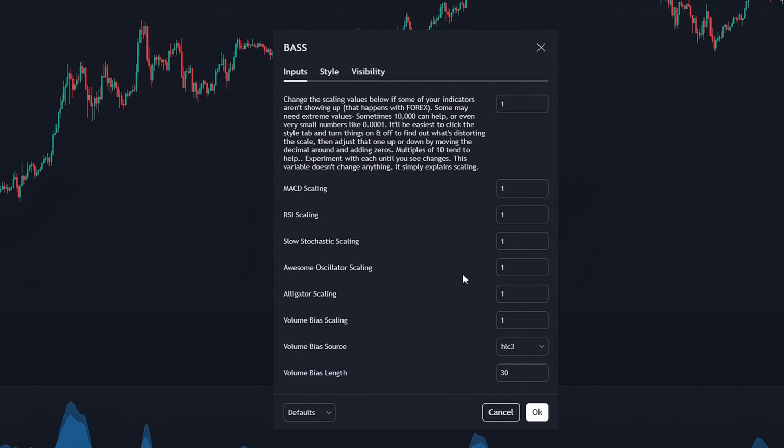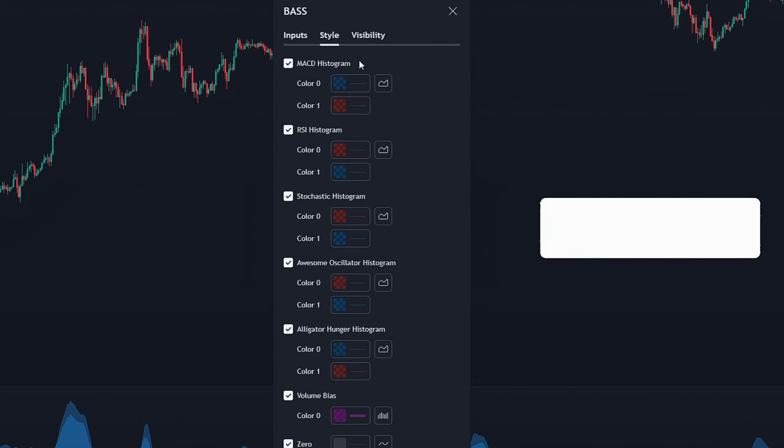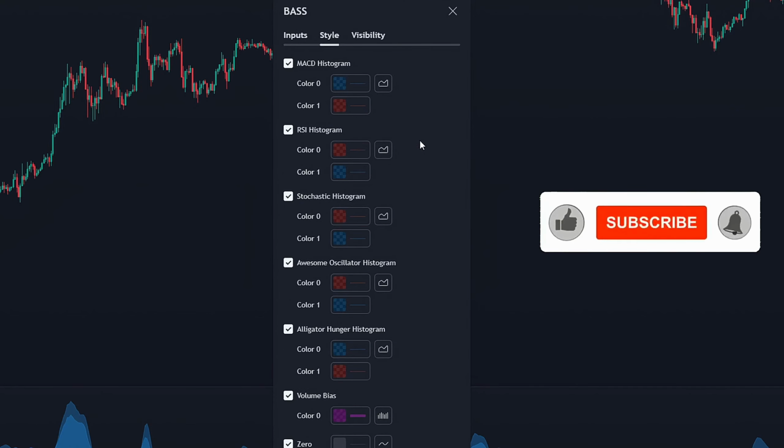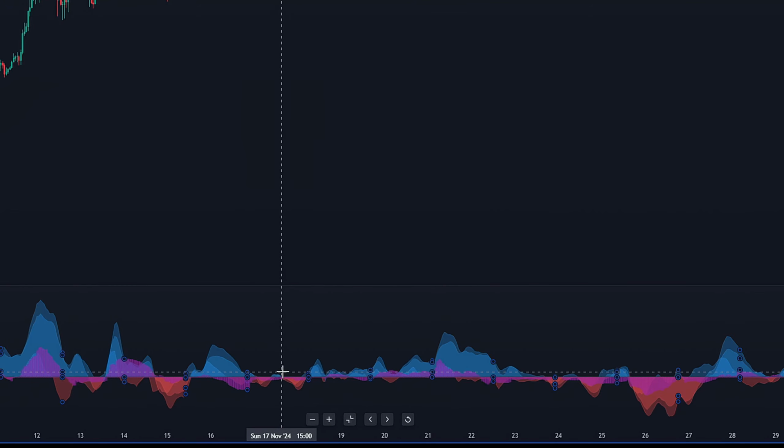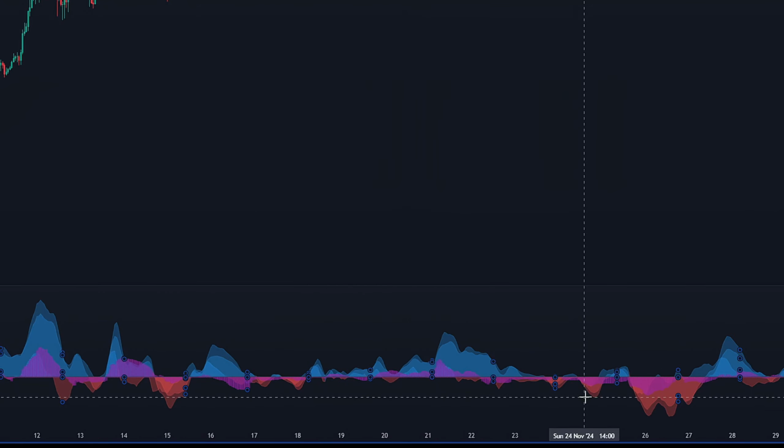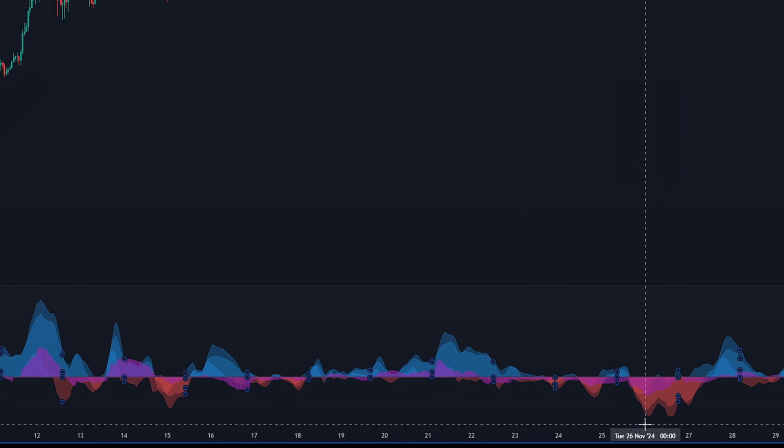By changing these values, we're going to change how each single indicator will be weighted in all the calculations. We're just going to leave the default settings. As you can see from the styles section, each individual indicator has its own representation, but they all have in common that when the indicator is above the zero line, it represents a bullish trend, while whenever the indicator is below the zero line, it represents a bearish trend.